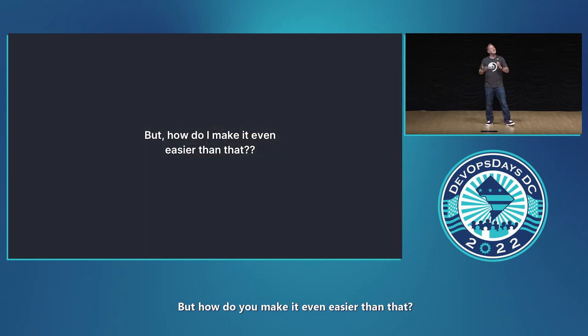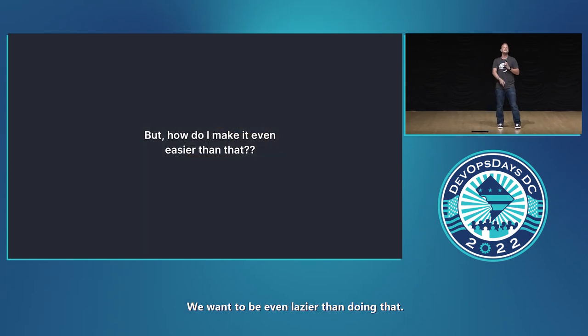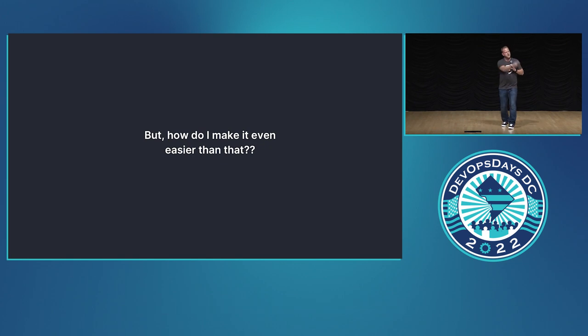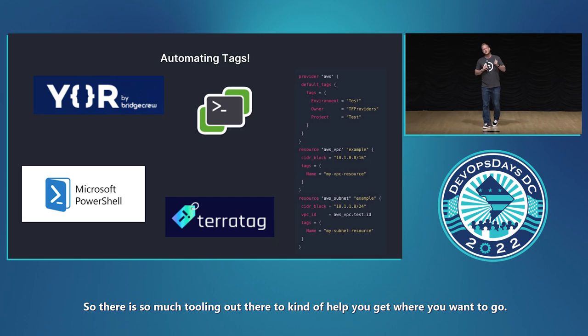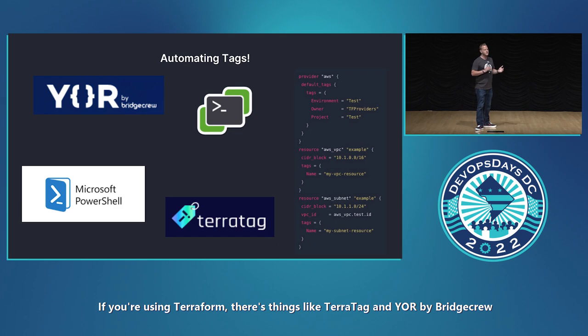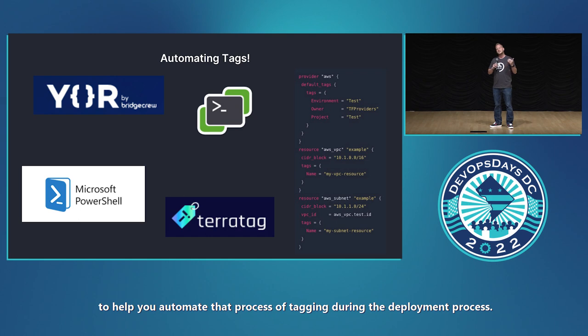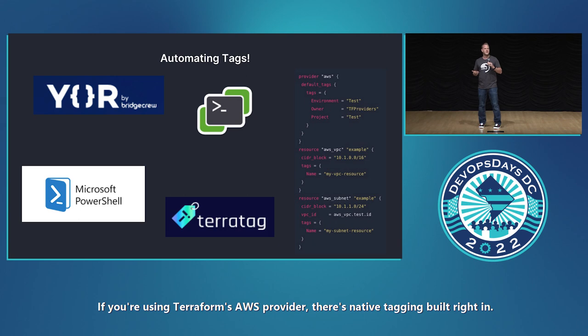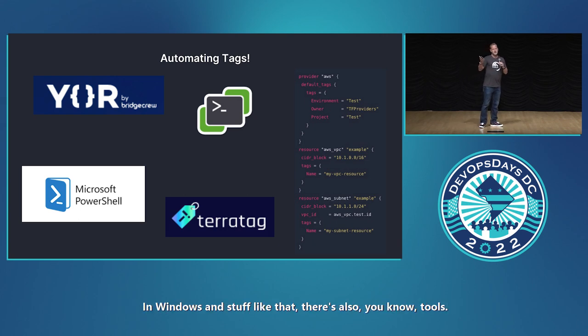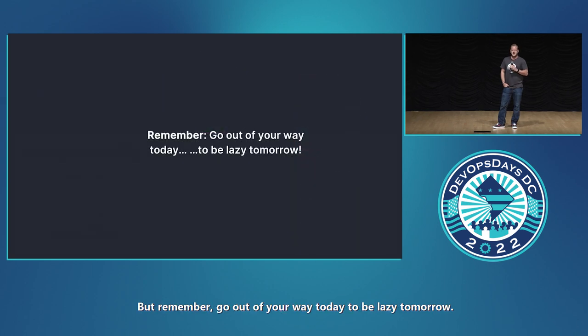But how do you make it even easier than that? We want to be even lazier than doing that. Good question, I'm glad you asked. So there is so much tooling out there to kind of help you get where you want to go. If you're using Terraform, there's things like TerraTag and Yor by Bridgecrew to help you automate that process of tagging during the deployment process. If you're using Terraform's AWS provider, there's native tagging built right in. In Windows and stuff like that, there's also tools. But remember, go out of your way today to be lazy tomorrow. It's the American way. That's what we're here for, right?